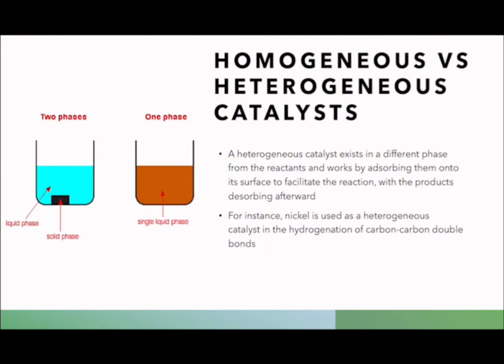In the picture here, there are two pictures filled with solution. The second one shows a homogeneous catalyst, and the first one shows a heterogeneous catalyst. A heterogeneous catalyst exists in a different phase than the reactant. It works by adsorbing the reactant onto its surface, facilitating the chemical reaction. Once the reaction occurs, the products are released or desorbed from the surface.